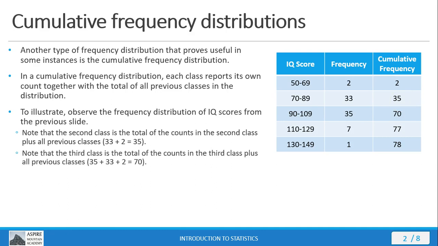And this pattern continues with the third class or category, 90 to 109 IQ score. Notice we have a count of 35. Here the cumulative frequency count is the frequency count for this category plus the frequency count for all categories that come before it. So we have 35 plus the 33 plus the 2. So that makes 70. And we just keep going for all the other classes or categories in our table. And there's your cumulative frequency distribution.